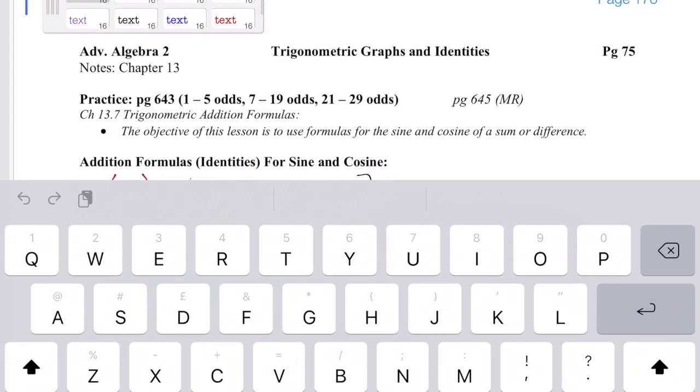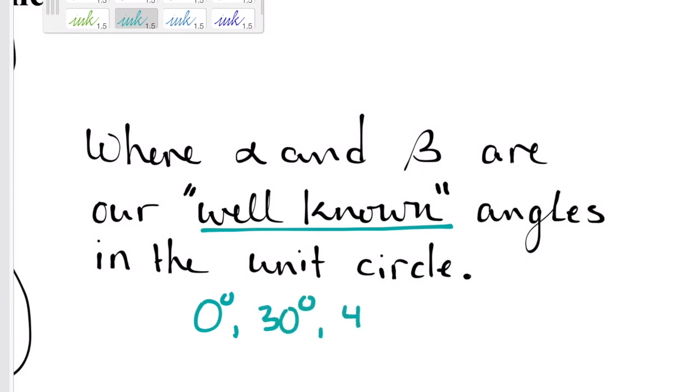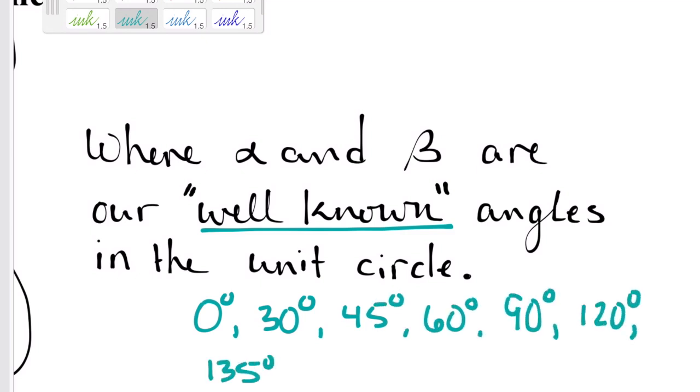And by well-known angles, I mean the angles that are in the unit circle, like 0 degrees, 30, 45, etc. These are the ones that we tend to use more often. Sometimes the larger ones are in there, but these tend to be the main angles that we're looking at. So what we're trying to do is split up this unknown angle into one of these that we do know very well.